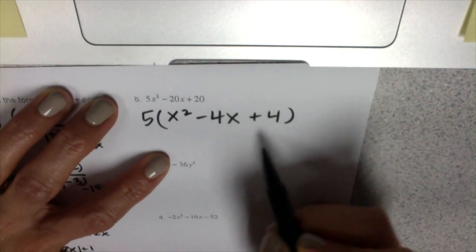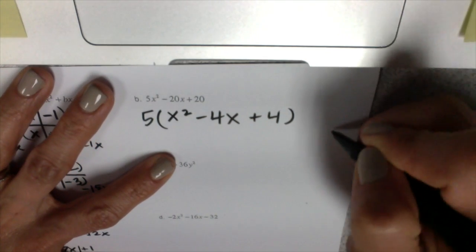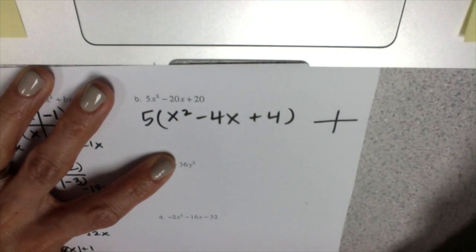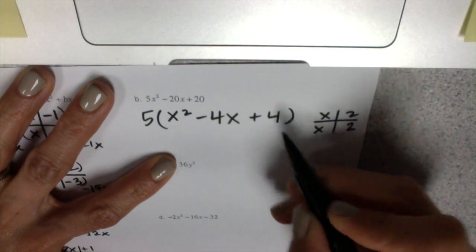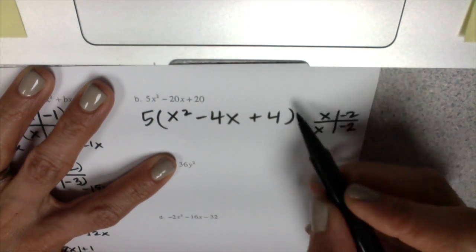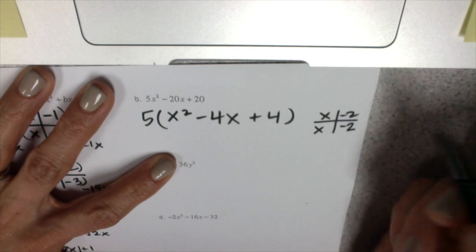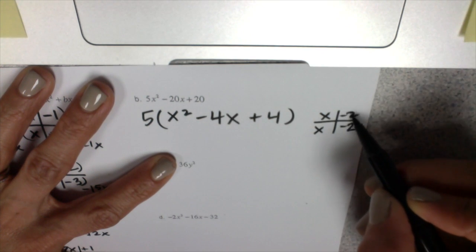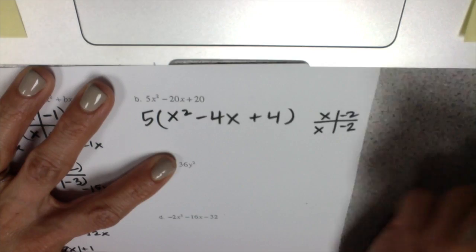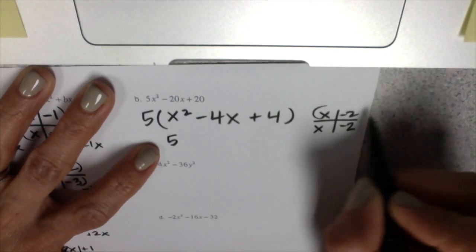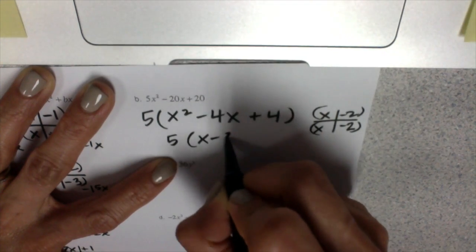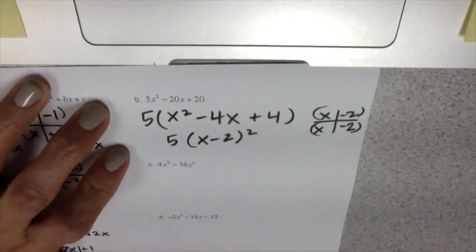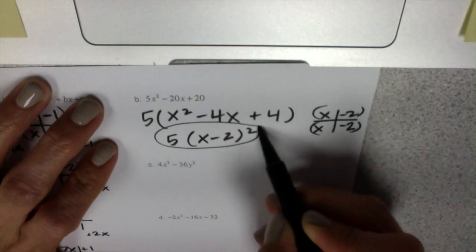And then this part will factor using the t-chart, x, x. 2 times 2 is 4, and then if you make them both negative, they will combine to give you negative 4x. And then you can double check. The negative 2 times the negative 2 is a positive 4. So your answer goes left to right. So it's 5 times the quantity x minus 2 squared. And that's your final answer.